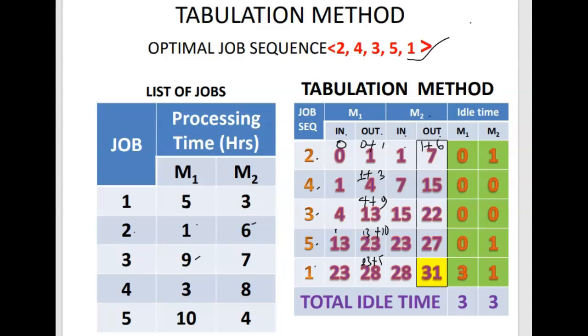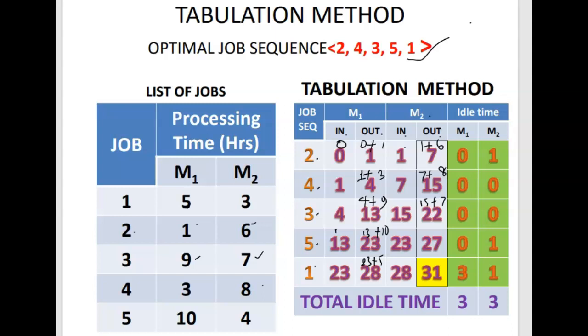The out time will be the same as the in time for the next job. It's entering at the 7th hour in job 4, and it's going to spend 8 hours. It will be 7 plus 8. The out time, 15, is the same as the in time for job 3, where it's going to spend 7 hours. 15 plus 7 is 22.